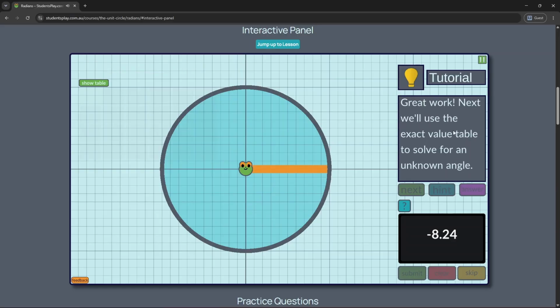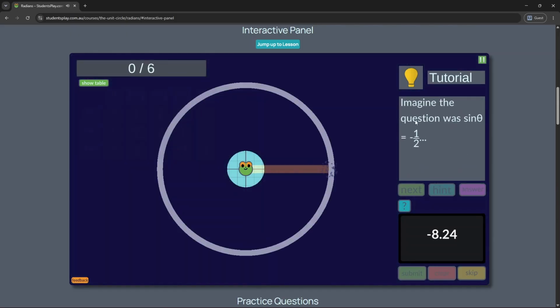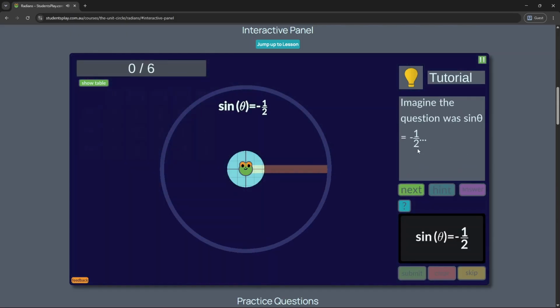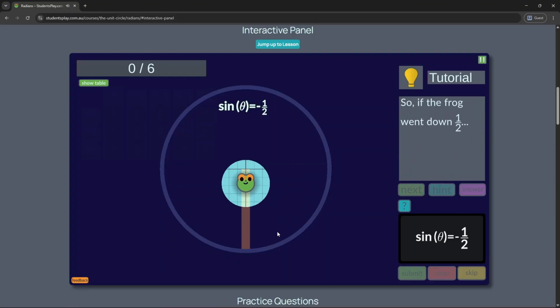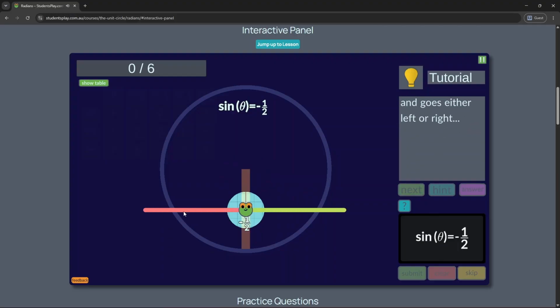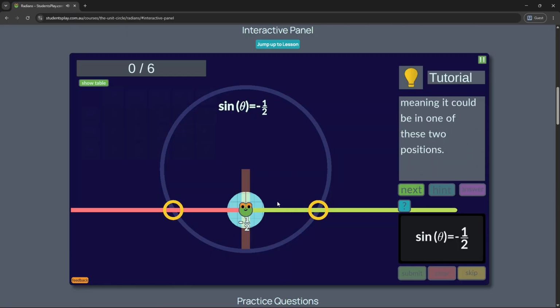Great work. Next, we'll use the exact value table to solve for an unknown angle. Imagine the question was sine theta equals negative 1 on 2. These are from the last few chapters that we were doing. All right, because sine is for the opposite, and in the unit circle, the vertical side, this tells us that the angles we need will result in an opposite length of negative 1 over 2. Okay, so the frog went down 1 on 2, like this, and goes either left or right, meaning it could be in one of these two positions. All right.